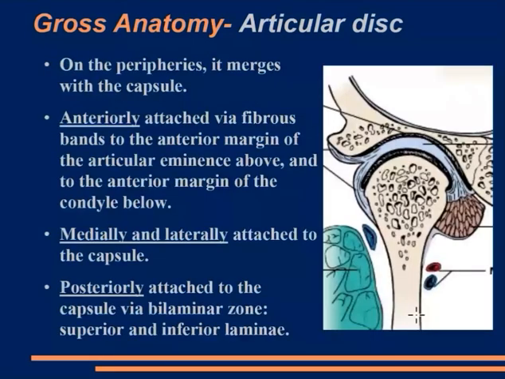Here is the disc. At the peripheries, it is merged with the capsule, as we've already mentioned. Anteriorly, it is attached to the anterior part of the articular eminence and also to the anterior margin of the condyle. Posteriorly, it is attached to the capsule by something called the bilaminar zone, which consists of superior and inferior thin layers of the disc. Medially and laterally, it is attached to the capsule.